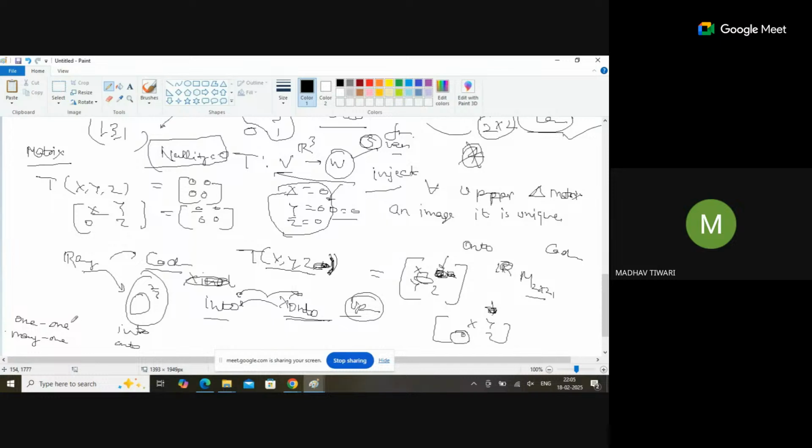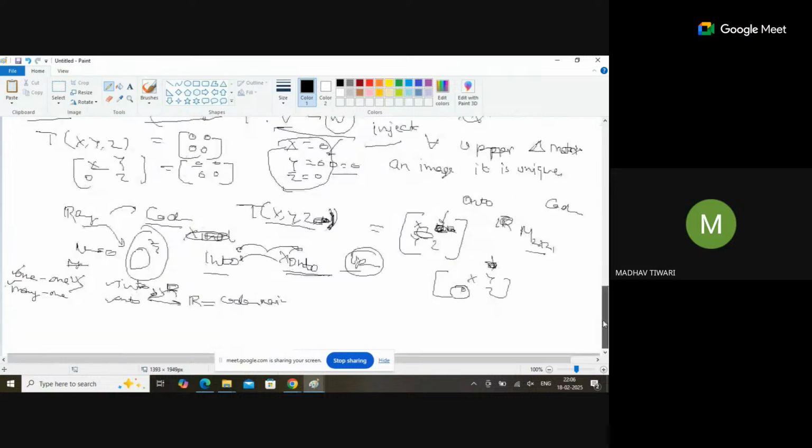These two are different terms. One-one means injectivity, that we said the null space is 0. And into and onto concern the range space; onto means the range space is equal to the codomain space. So these two are different properties. If it is not one-one, then you can say it is many-one. And if it is not onto, you can say it is into.